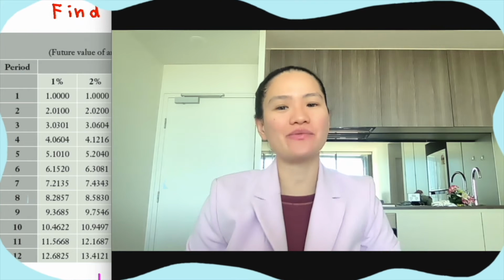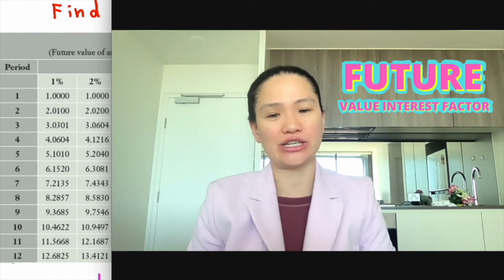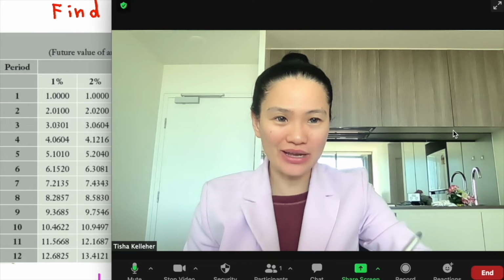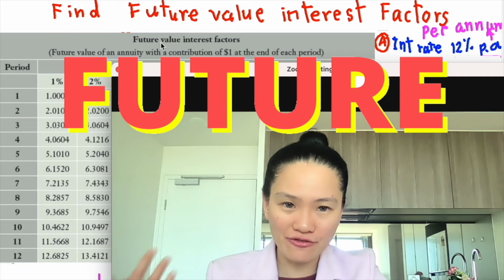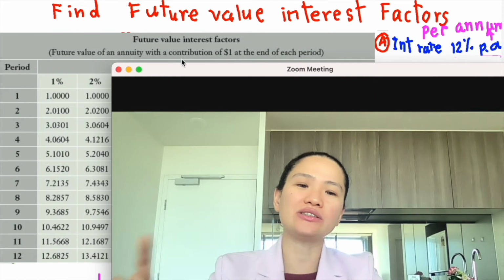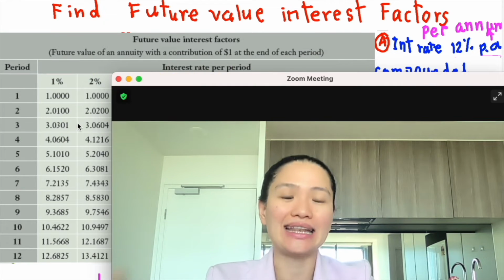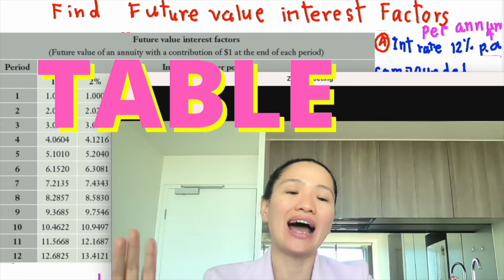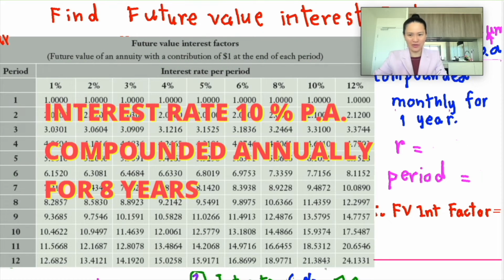Okay, everyone, from here, we're going to find the future value factor together. What you need to know is, look at this. This table is future value interest factors. And you need to know about the interest rate per period, and then we find it from the table. I'm going to show you right now. Let me show you from here.